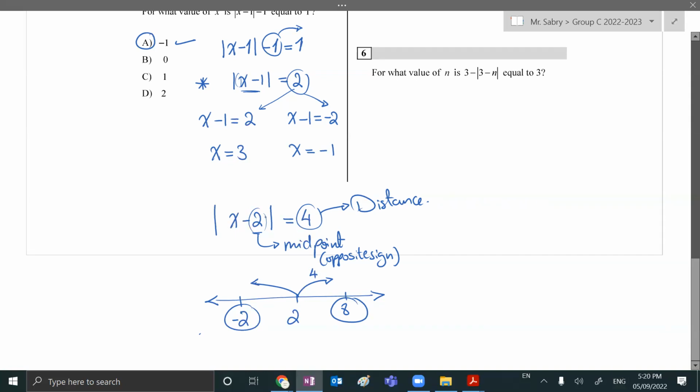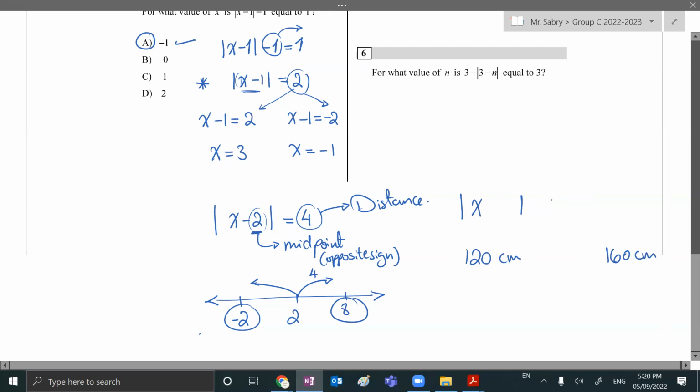So the main focus of the whole thing is the midpoint. You compare something to a midpoint. How is this beneficial in a real life application, for example? So if there's a specific game that allows people to go in between only the heights of 120 centimeters and 160 centimeters, and they'd like to express this in an absolute inequality form.